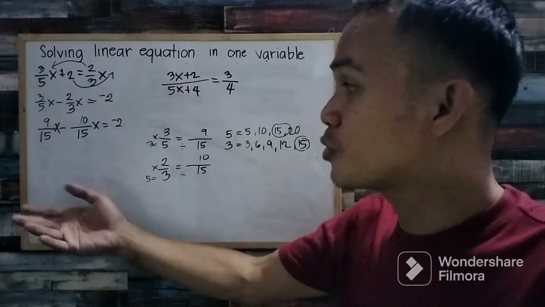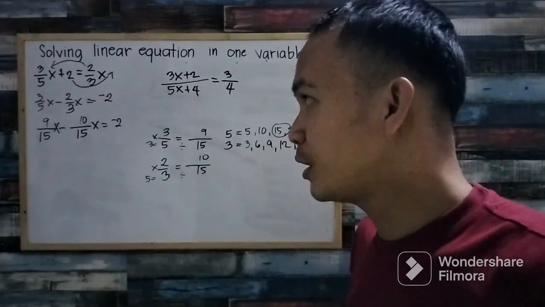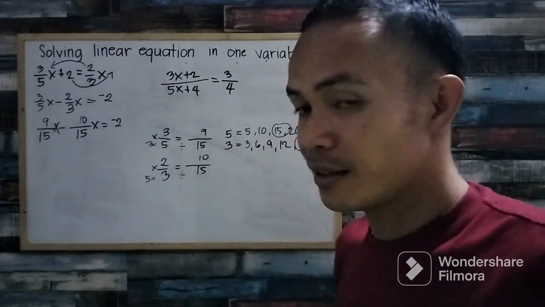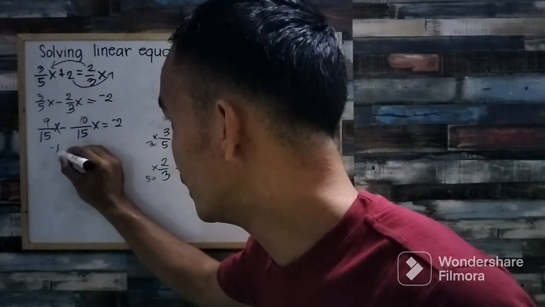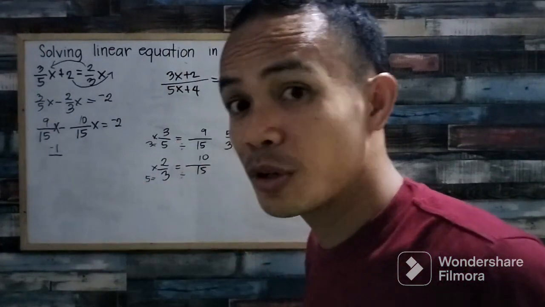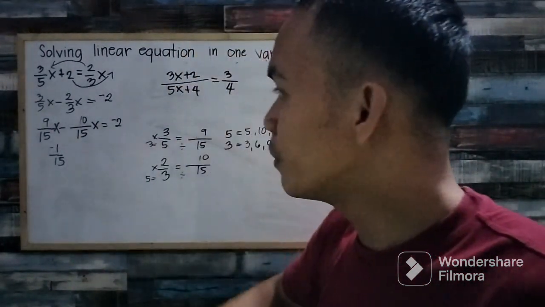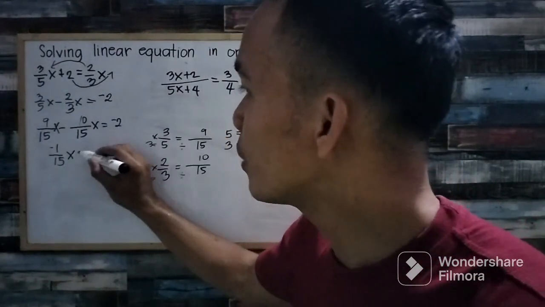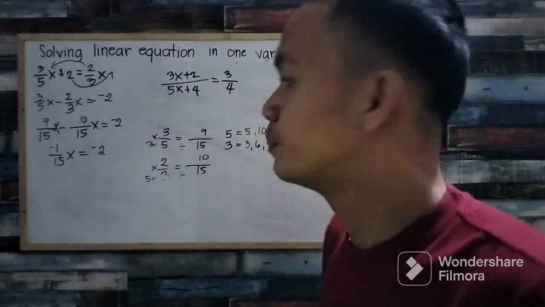We can now subtract the two terms because they have the same denominators. So, 9 minus 10, that is negative 1. Just copy the common denominator, which is 15. So, that is negative 1 over 15x is equal to negative 2.